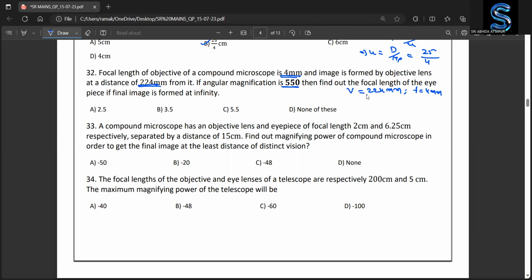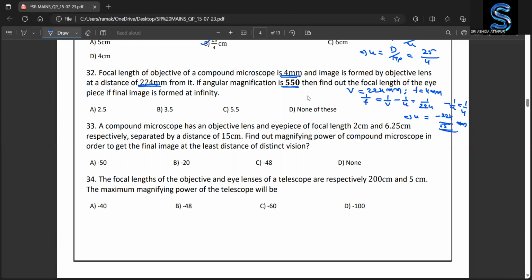Based on that, we can substitute these values in the focal length expression 1 by f equals 1 by v minus 1 by u, and the values are 1 by 224 minus 1 by u is equal to 1 by 4. Simplifying here, you get u is equal to minus 224 by 55 millimeters as the object distance.